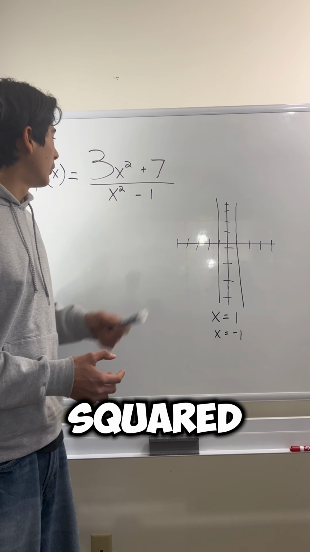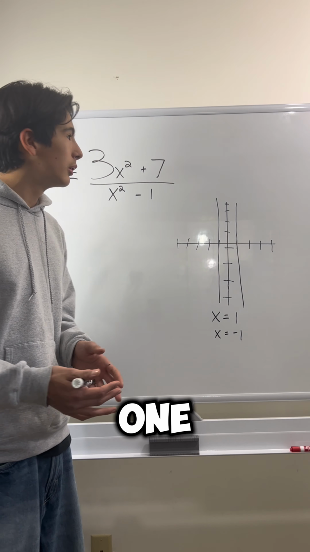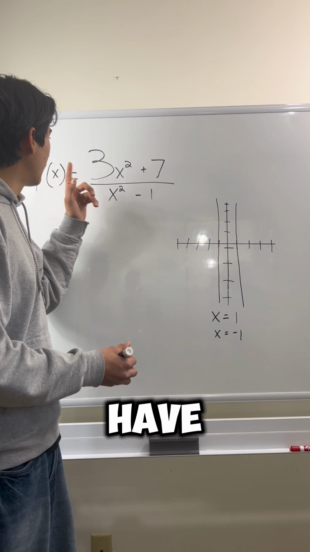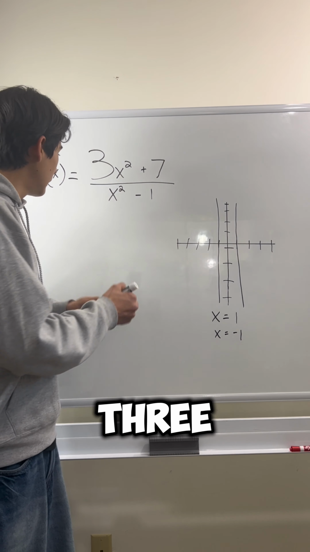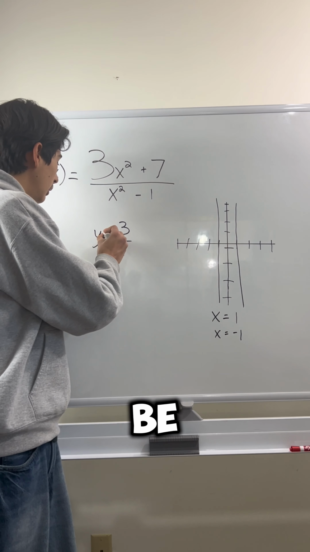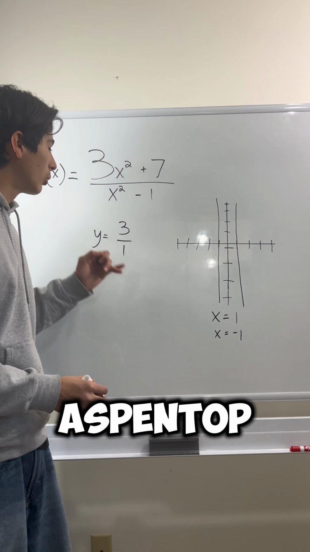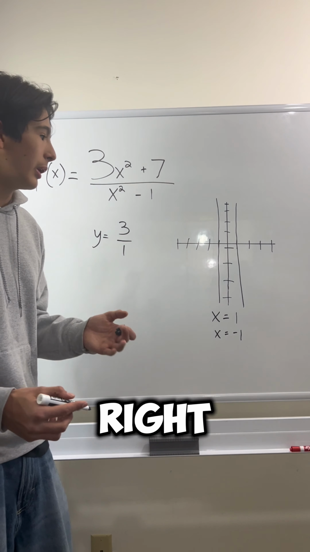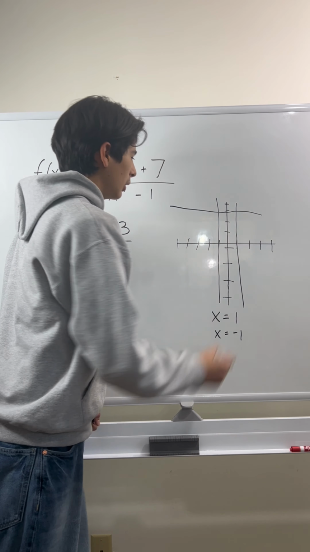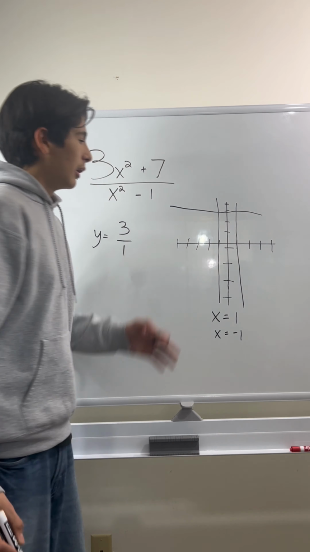Well, we have x squared and x squared. There's the same one. So that means we're just going to take the coefficients of these two exponents. So we have 3, and then since there's an invisible 1 here, it's just 1. So now this is going to be our horizontal asymptote, 3 over 1, which we could just draw right now. 3 over 1 is going to be right here. And there you go. We've successfully found every single asymptote of this graph.